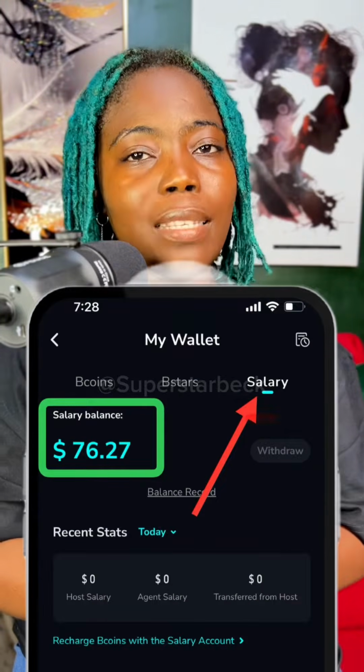Now, once those B stars get into your account, on Sunday at 12 a.m., they clear it and bring it back on Monday. They are going to calculate everything you have made and send it to your dollar salary. Then on Wednesday, you are going to withdraw your money. And this is how you withdraw your money.